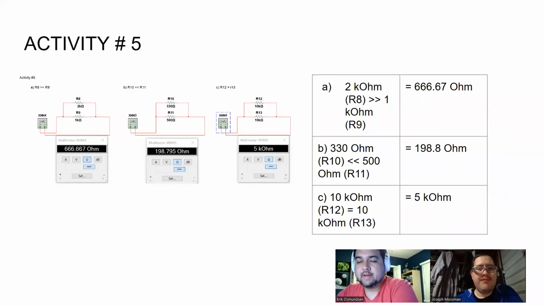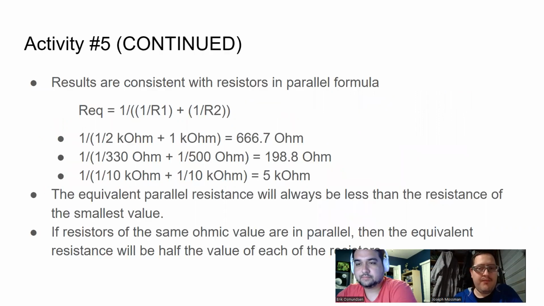For activity 5, we had 3 circuits with resistors in parallel. For the first circuit, circuit A, we had the first resistor greater than the second resistor. For second circuit, we had the first resistor being less than the second resistor. And for the third circuit, we had the resistors equal to each other. Results were consistent with resistors in parallel formula.